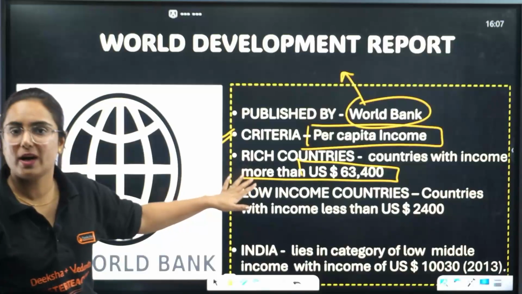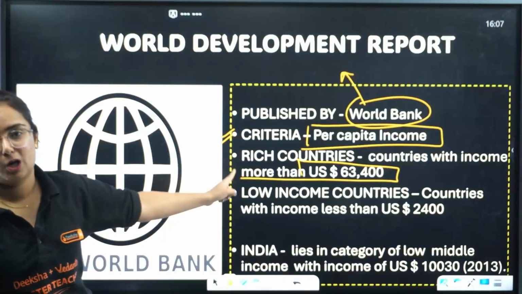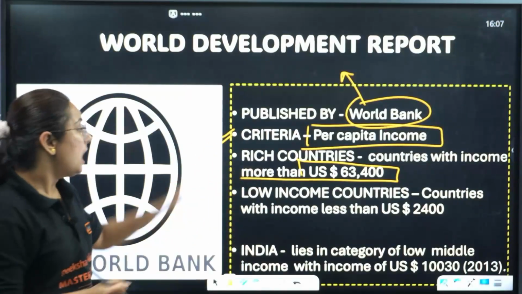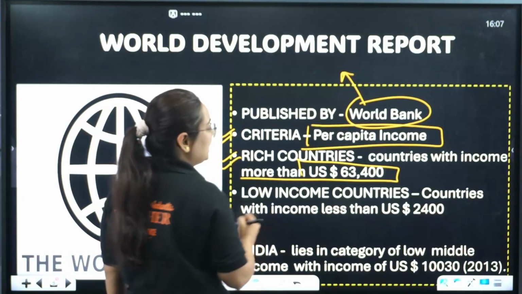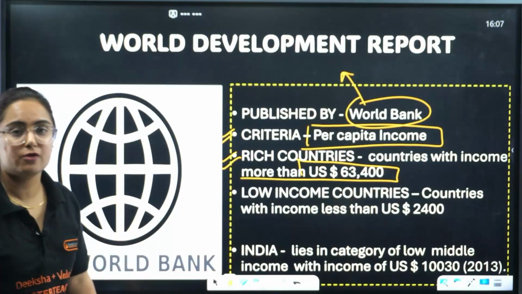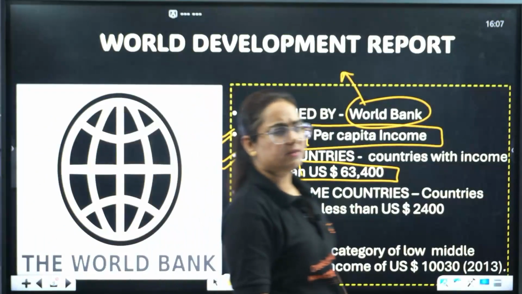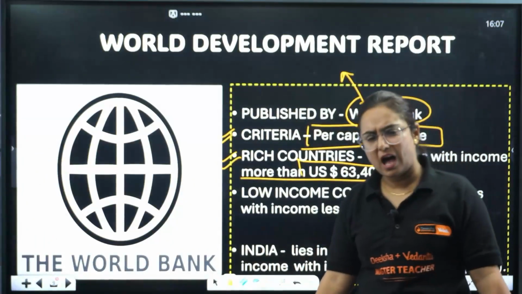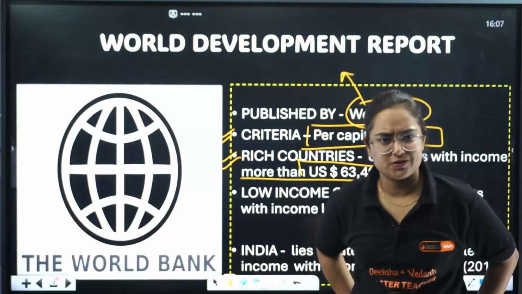The criteria are quite important. This is a 5-marker question. According to this, the countries whose income is more than $63,400 will be considered as rich countries. You have money, you are a developed country.